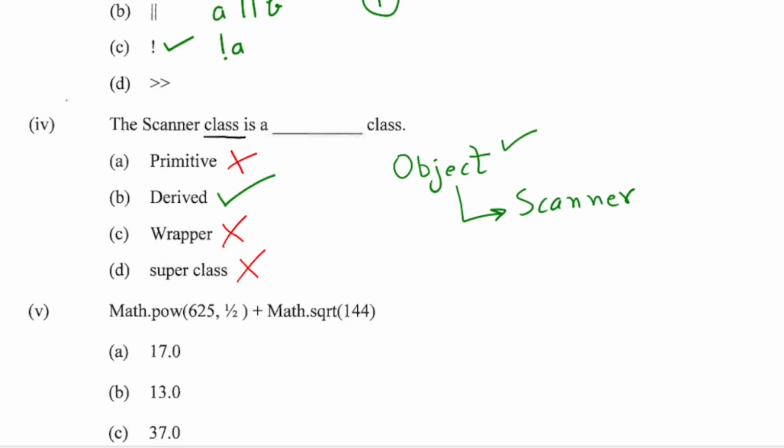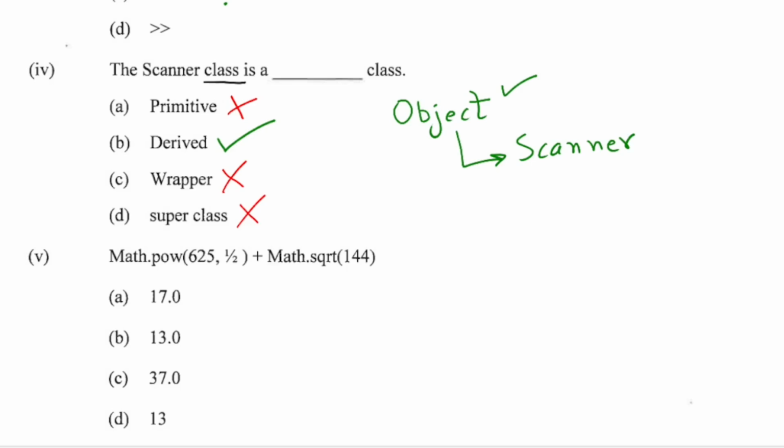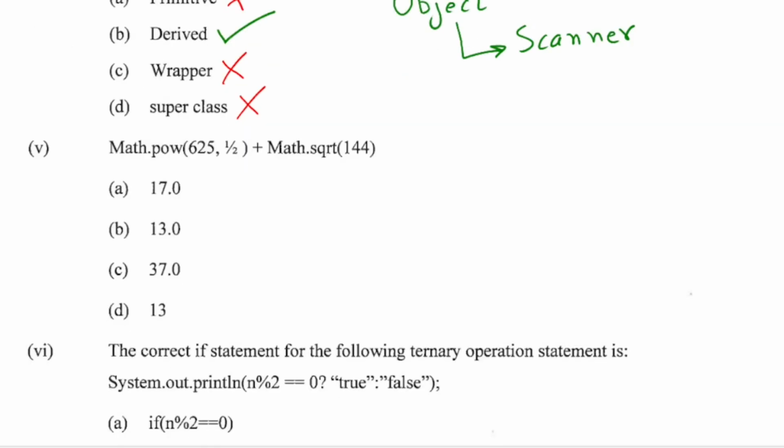The next question, question number 5, happens to be one of the controversial questions of this question paper. The reason I'm calling it controversial is that it has 2 interpretations. Let us explore the 2 interpretations.